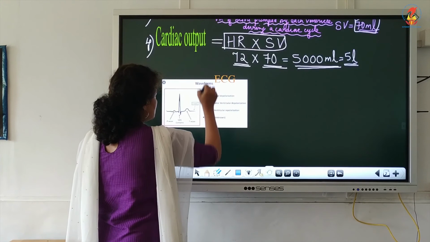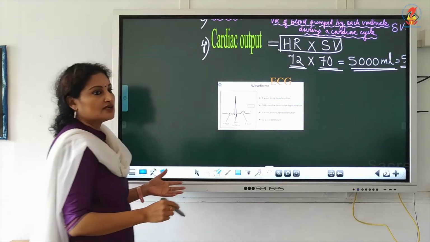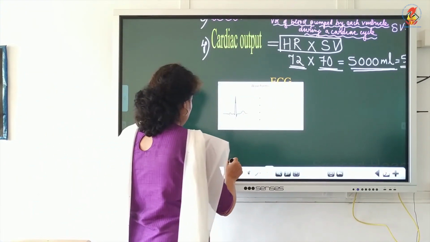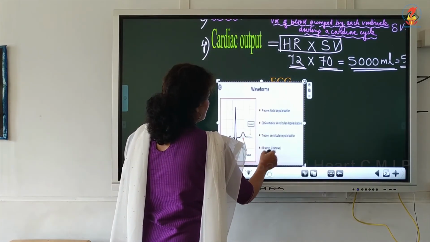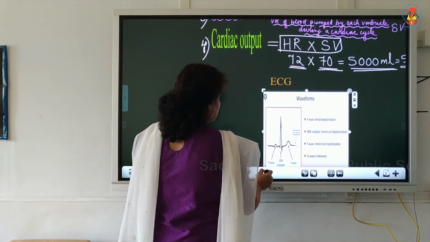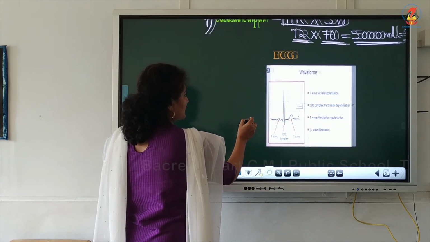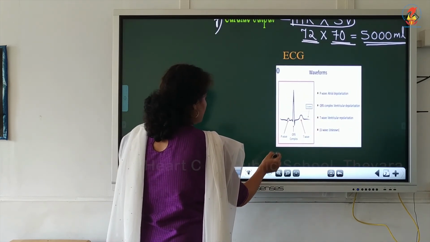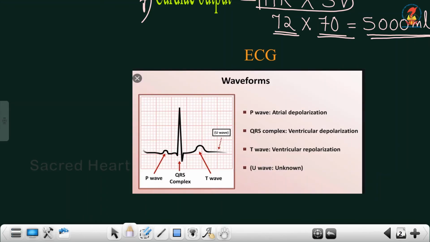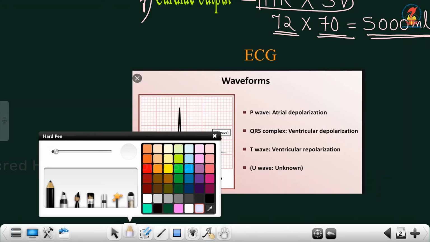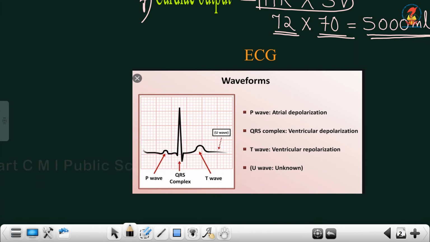Next, moving on to ECG. ECG also can be connected with our nodal tissues. This is the ECG, the very simplest ECG taken for your syllabus, where it shows 3 important curves. See here, this is the P wave. Follow the ECG, there is a P wave. This wave is the P wave. Then this wave which peaks up is the QRS complex, and we have the T wave.